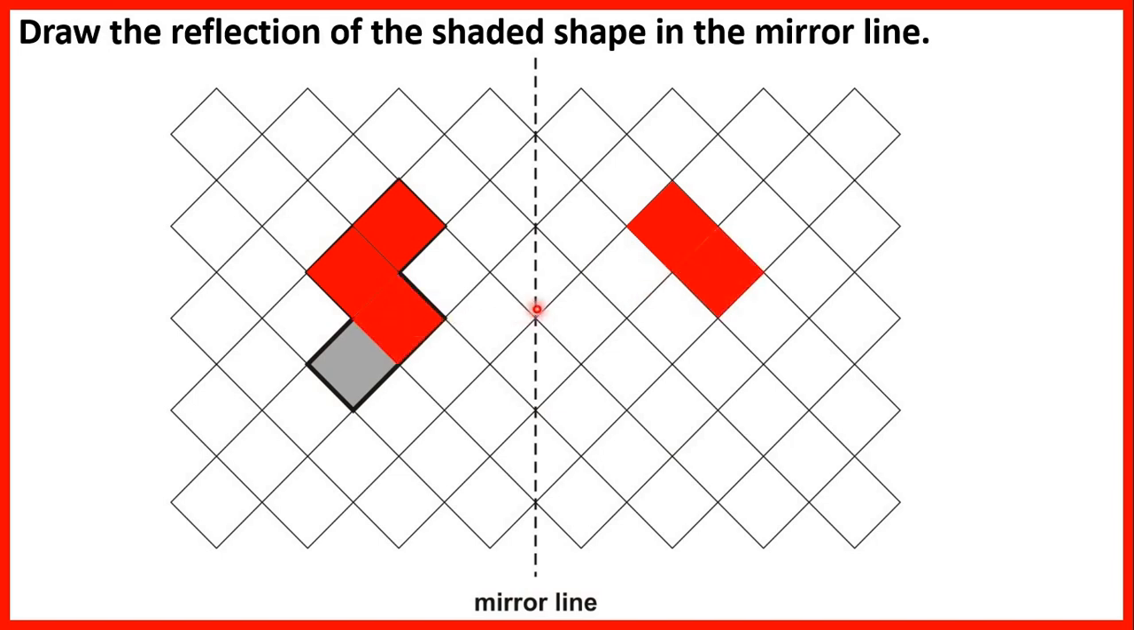For this square here, we go across a square and then shade. So from the mirror line, we go across a square and then shade. And finally, this square here, we go across half a square, across another square, and then shade. So we go across half a square, across another square, and then shade. So we've reflected the shape in the mirror line because we have the same on both sides, and each shaded square is the same distance from the mirror line on both sides.